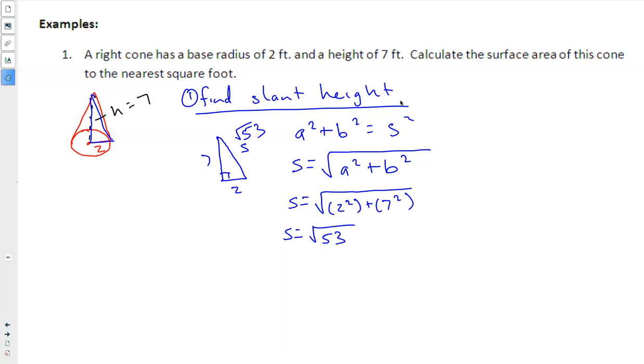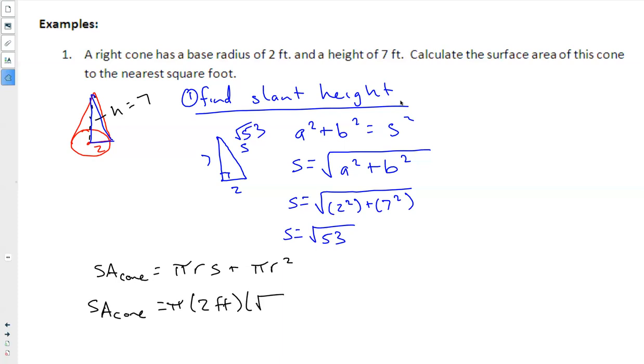Okay, so surface area of a cone is equal to pi times the radius times the slant height plus pi r squared. Okay, so let's just go ahead and substitute this. So surface area of cone is equal to pi times the radius, which is 2 feet, times the slant height, which is root 53 feet, plus the base area, which is pi times radius, 2 feet squared.